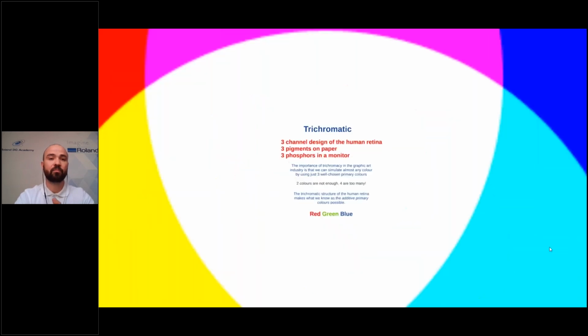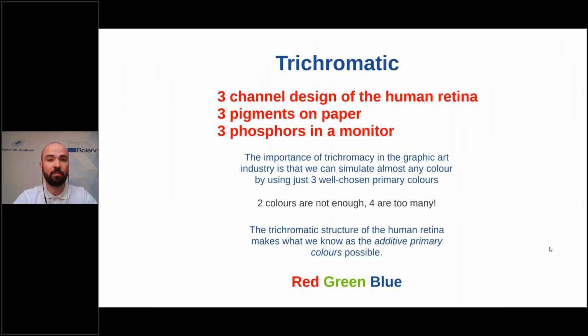Just as a side note, RGB and CMYK are both trichromatic. This isn't super important to understand, but this basically means that we have three colors which combine to create all of the other colors. So the three-channel design of the human retina is also based on a trichromatic formation. 3 pigments on a paper, or 3 phosphors in a monitor, for example. The importance of trichromacy in the graphic art industry is that we can simulate almost any other color by using 3 well-chosen primary colors. 2 colors aren't enough, 4 is often too many.